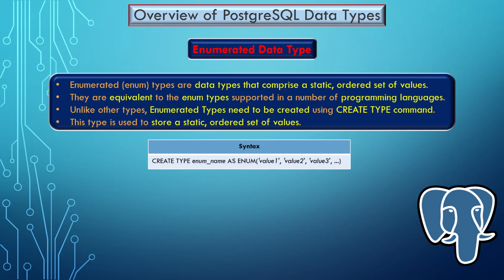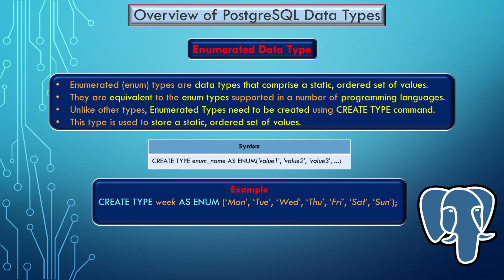The syntax for create type is shown here. An example of using create type for enum is shown below. Enumerated types, once created, can be used like any other types.